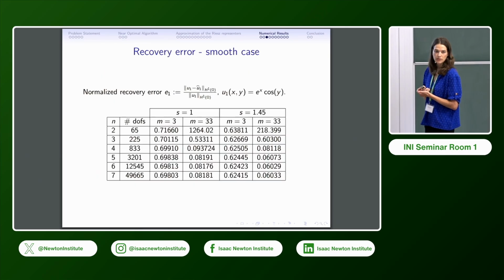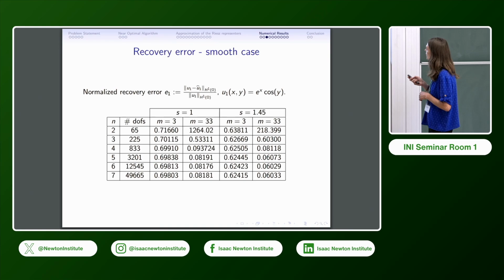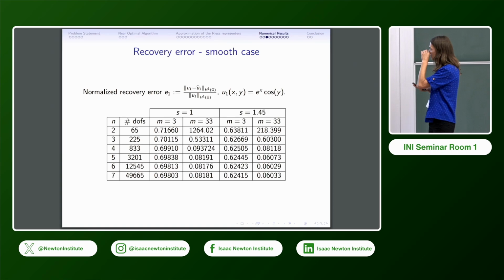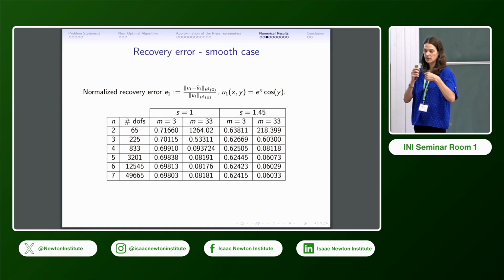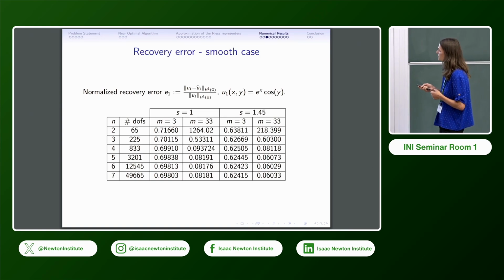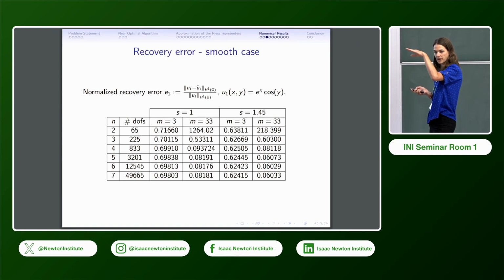So first, let's look at the smooth case. What I show here is the normalized recovery error. U1 is the function I'm trying to recover, and U1 hat is the output of the algorithm, where I use this strategy for a fractional S of using the Balakrishnan formula. And here you see the recovery error. For instance, I consider different meshes. Every row is a finer mesh, so a smaller value of H. And this is for two different values of S and then different values of the measurement.